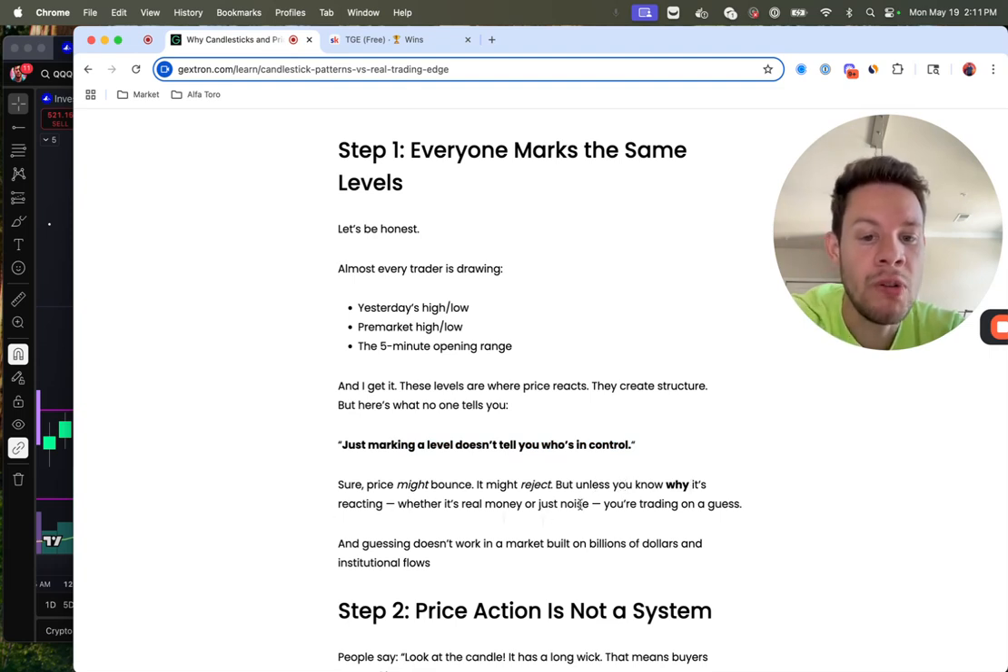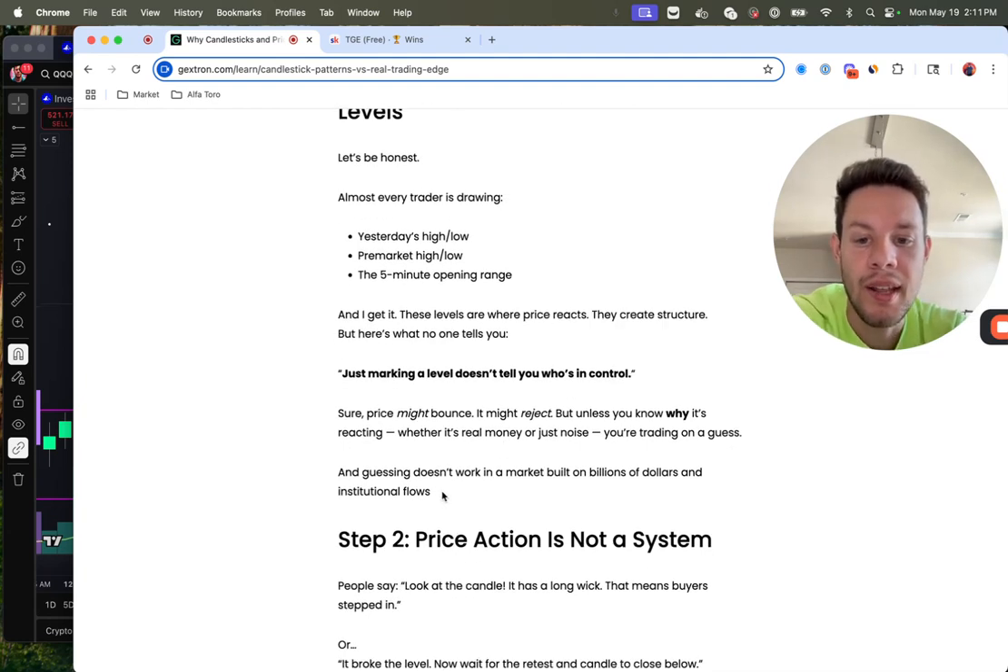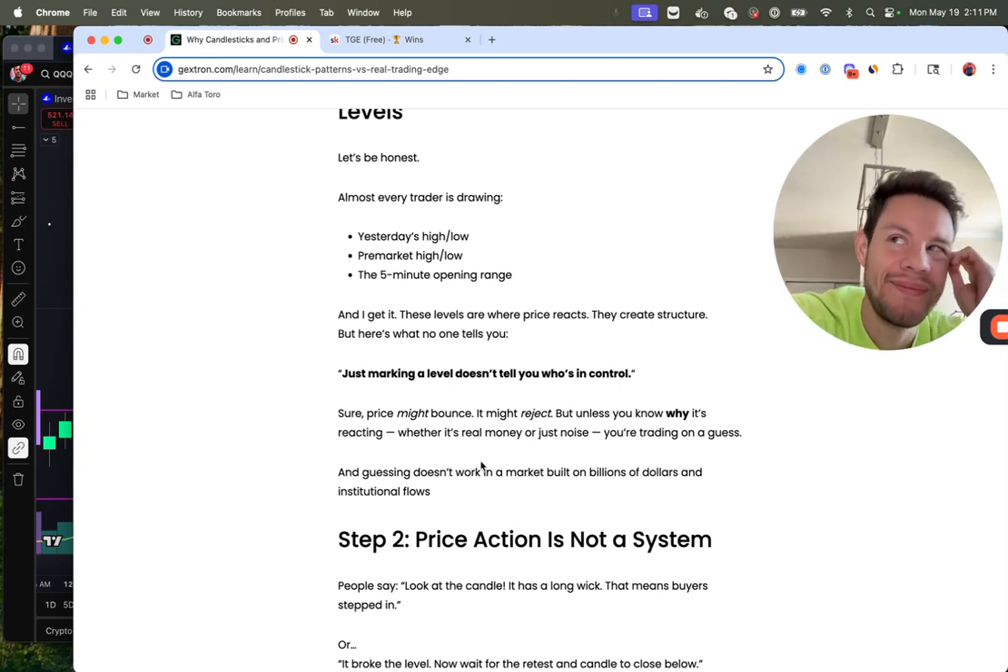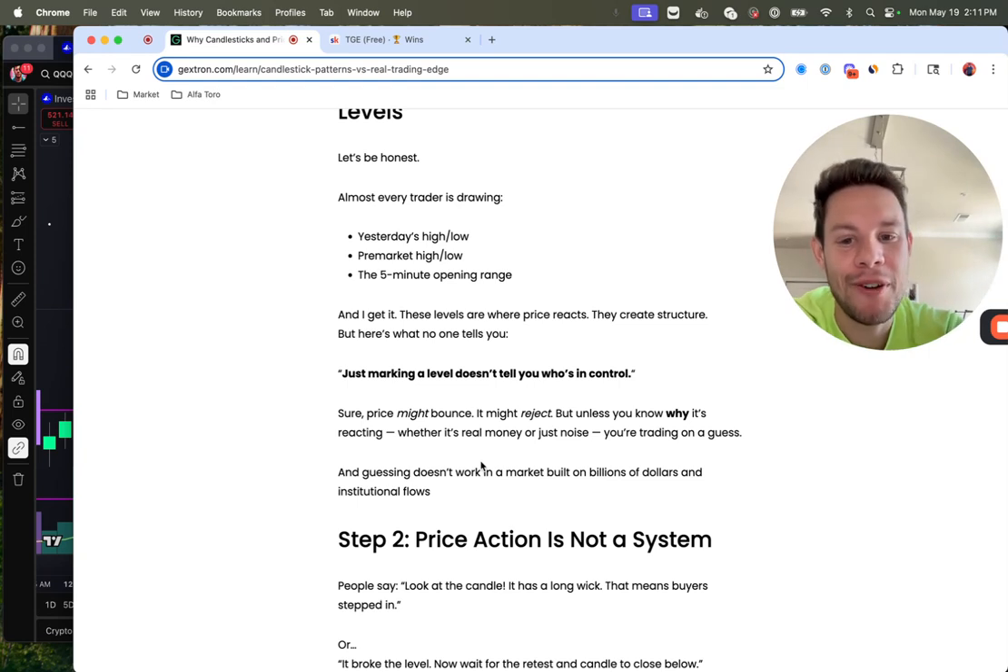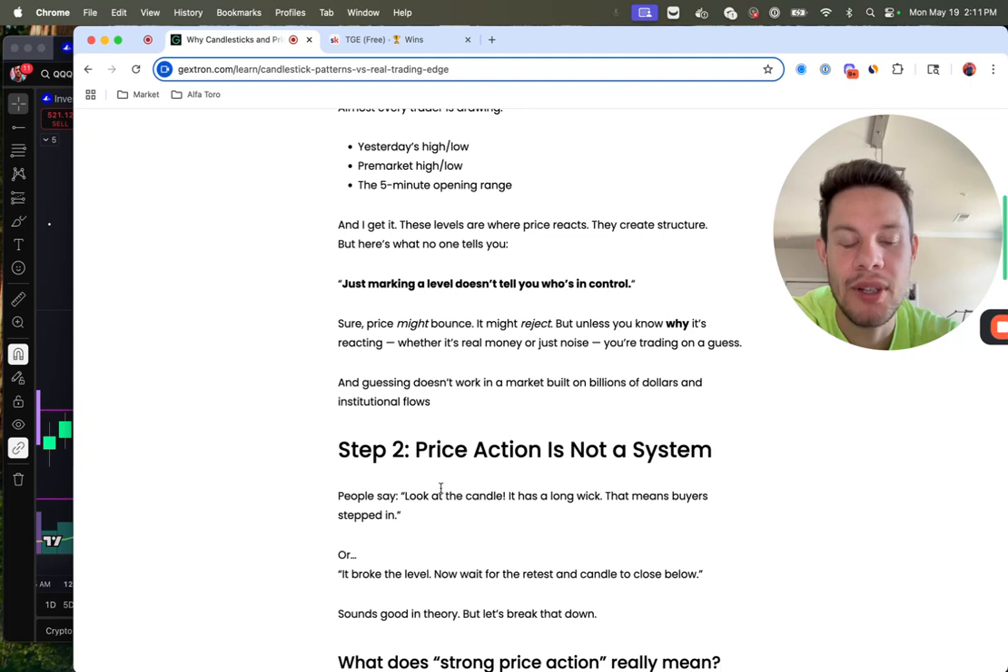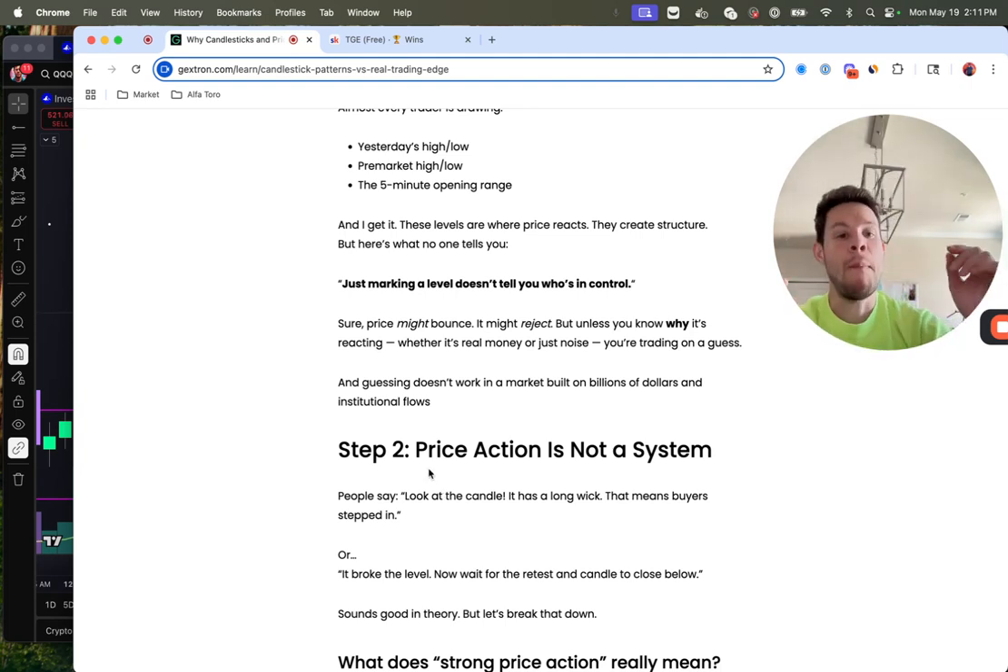Okay, whether it's real money or just noise, you're trading on a guess. And guess what? Guessing doesn't work in a market built on billions of dollars of institutional flow. If you ever go to some quant firm and tell them it's a doji candlestick, they're going to laugh at you. You've got to use math models.